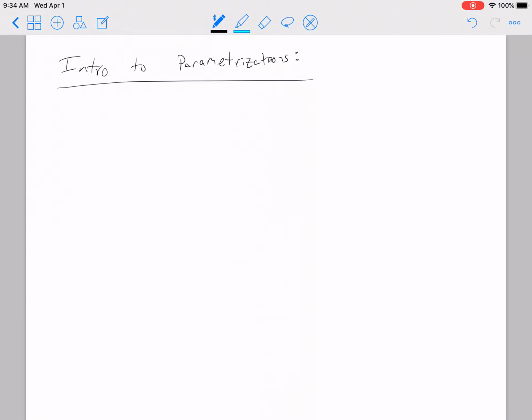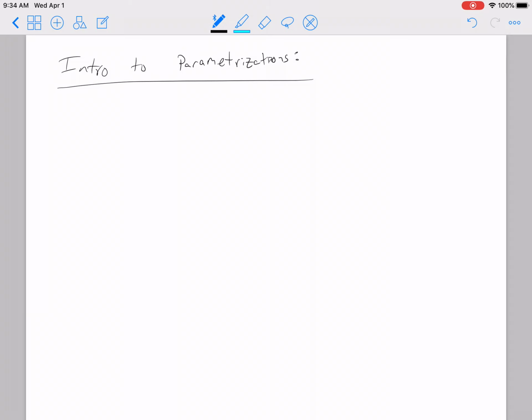All right, so here we're going to do a little introduction to parameterizations before we actually get into the notes on it. I just kind of wanted to give you a brief little explanation of it. So essentially what we're going to do is basically write functions, usually functions that we already know, but we're going to write them in such a way that we can break apart the x and the y and see what they're doing individually.